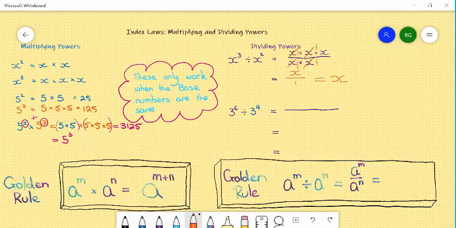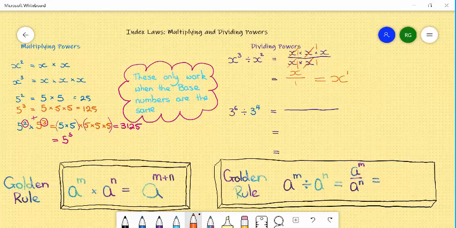Now it's also worth remembering that x actually does have a power as well. Its power is 1. We don't often write x to the power of 1, we just write it as x because it's just one of them.